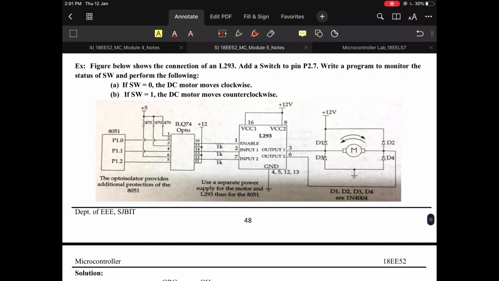You can see here I am controlling 3 parameters through L293. So this basically controls the direction of the motor with the help of D1, D2, D3, D4. These diodes are kept on for a particular period of time, and we are using a switch to control whether the motor is rotating in clockwise or anti-clockwise direction.